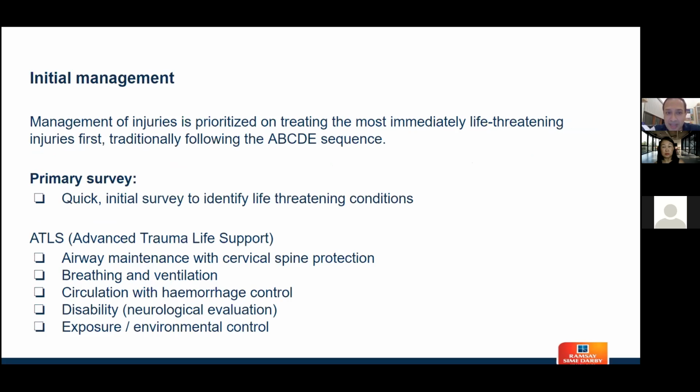The initial management is always to manage injuries and prioritize those that are life-threatening first. So you deal with the life-threatening injuries first using the sequence of A, B, C, D, E. I think most of you have finished medical school, so you'll probably be quite familiar with this. It starts off with a primary survey, which is a quick initial survey to identify life-threatening conditions.